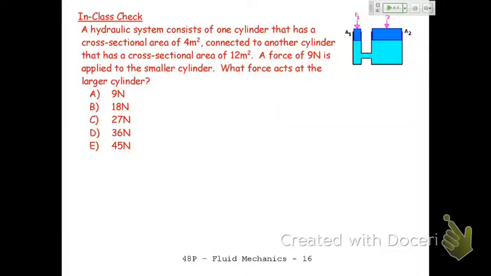So let's look at a problem. A hydraulic system consists of one cylinder that has a cross-sectional area of 4 square meters, which is connected to another cylinder that has a cross-sectional area of 12 square meters, and a force of 9 newtons is applied to the smaller. So then what force can act on the bigger, so F? Can you do that for me?